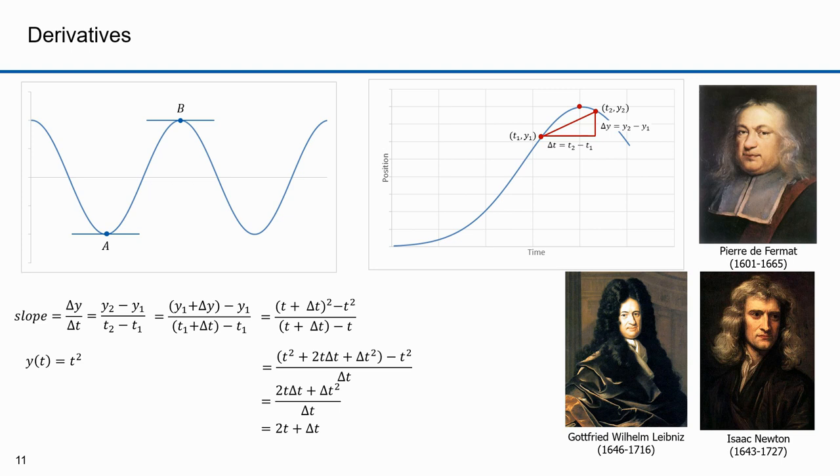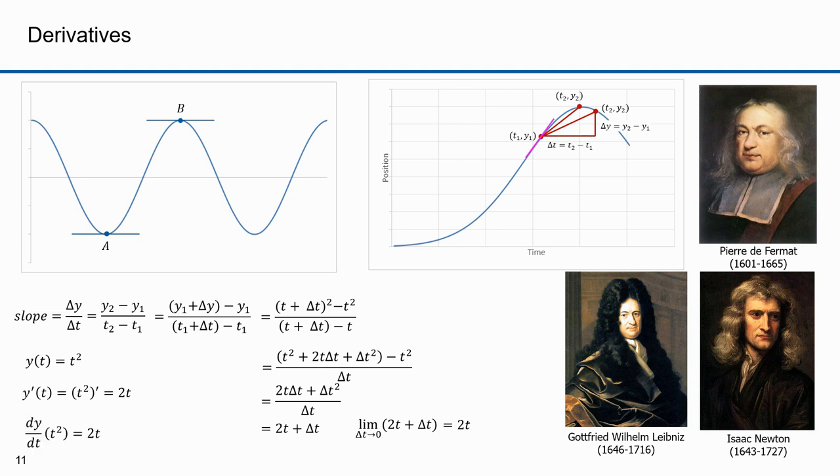Let's pick a point closer to y1. Now delta t is smaller. The slope changes. If we pick an infinitesimally small delta t, we end up with this line. That's the same thing as saying take the limit as delta t approaches 0 of 2t plus delta t. That equals 2t. The derivative of y of t, or the derivative of t squared, is 2t.